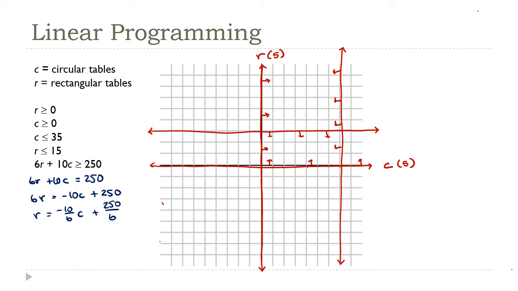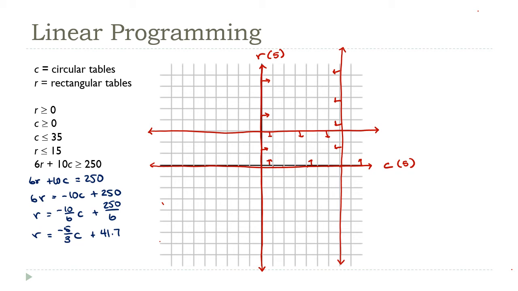And what does this come out to? Well, this is R equals negative 5/3 C if I just reduce the fraction. And I'm going to have to graph this 256, so I'm going to make this into a decimal. This comes out to plus 41.7.